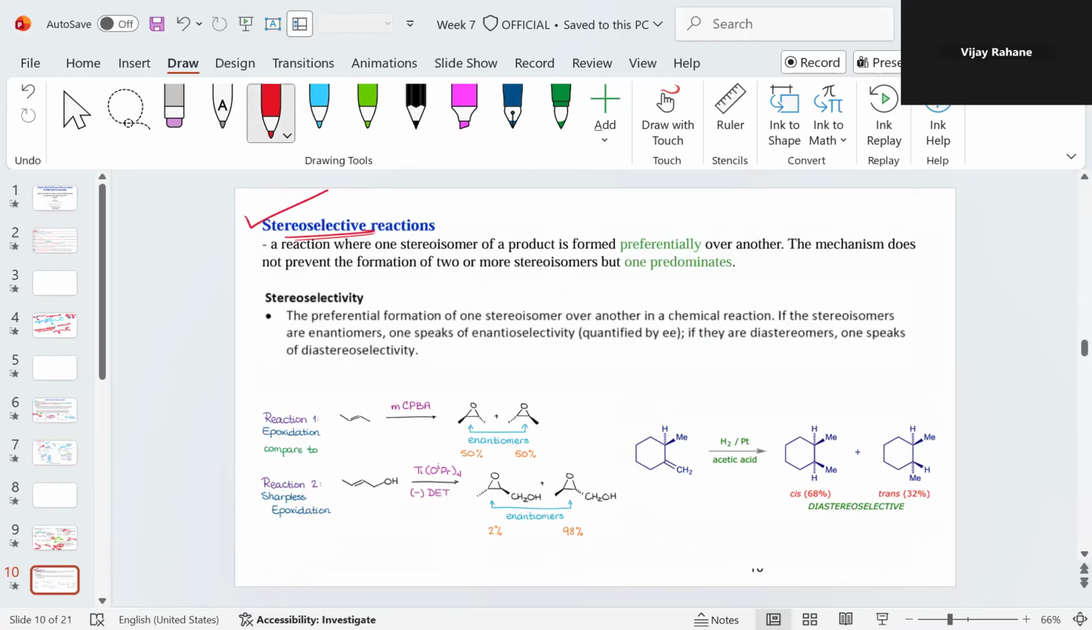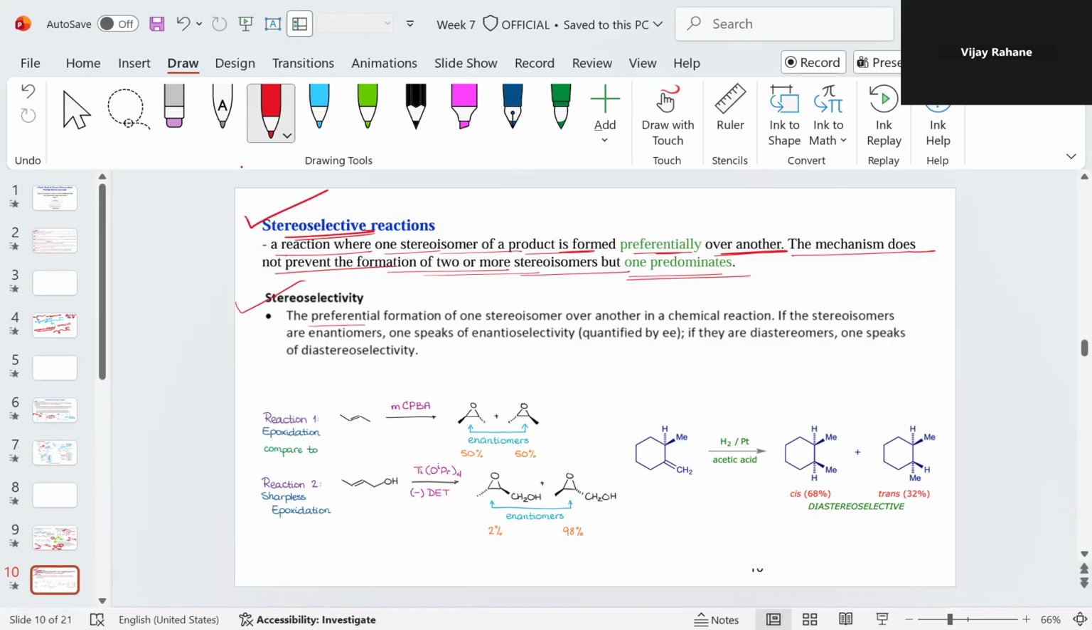Now, as of now, we have seen stereospecific reactions in which we are getting 100% product according to whatever stereochemistry we have in the starting material. But here we are not getting 100%, but it is kind of selective. So let's say a reaction where one stereoisomer product is formed preferentially over another. The mechanism does not prevent the formation of two or more stereoisomers, but one of the products is predominant. That is, we are getting one major product, and maybe there are some minor products. So these are called stereoselective reactions.